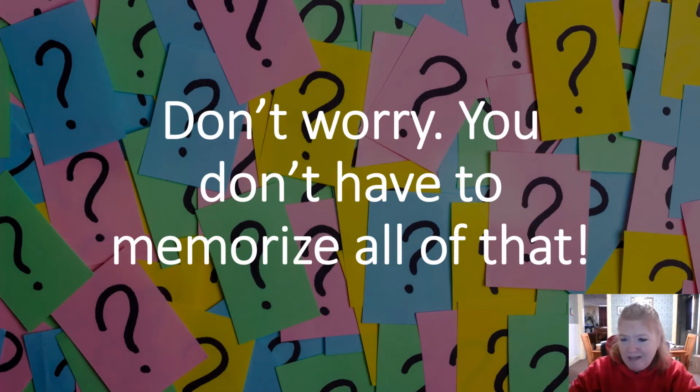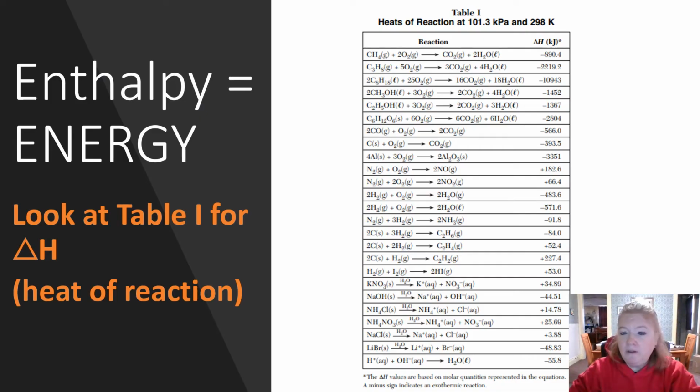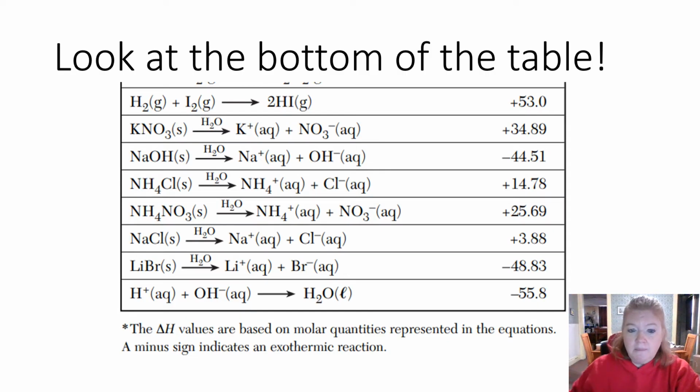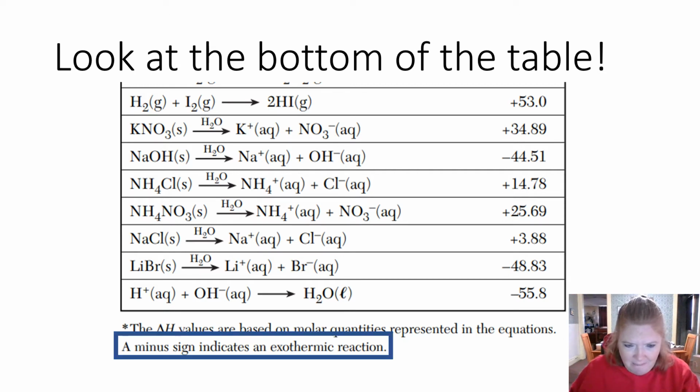But don't worry, you don't actually even have to memorize that. Let me show you why. You have this table, table I, for heats of reaction. Heats of reaction means you're looking at delta H. You don't even have to remember that. Look right here, delta H. It literally tells you this is your delta H table. Look at the bottom of the table right here. A minus sign indicates an exothermic reaction. So you don't even have to remember that. It tells you, but you have to remember the answer is at the bottom of the table.